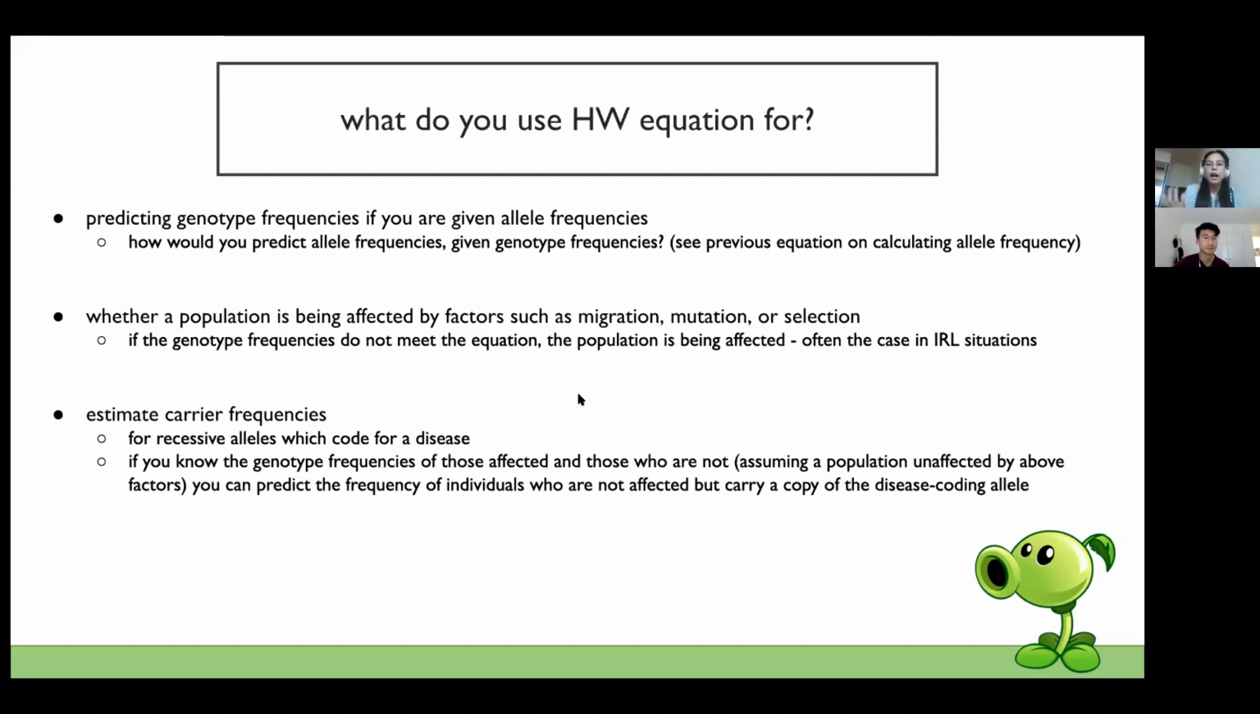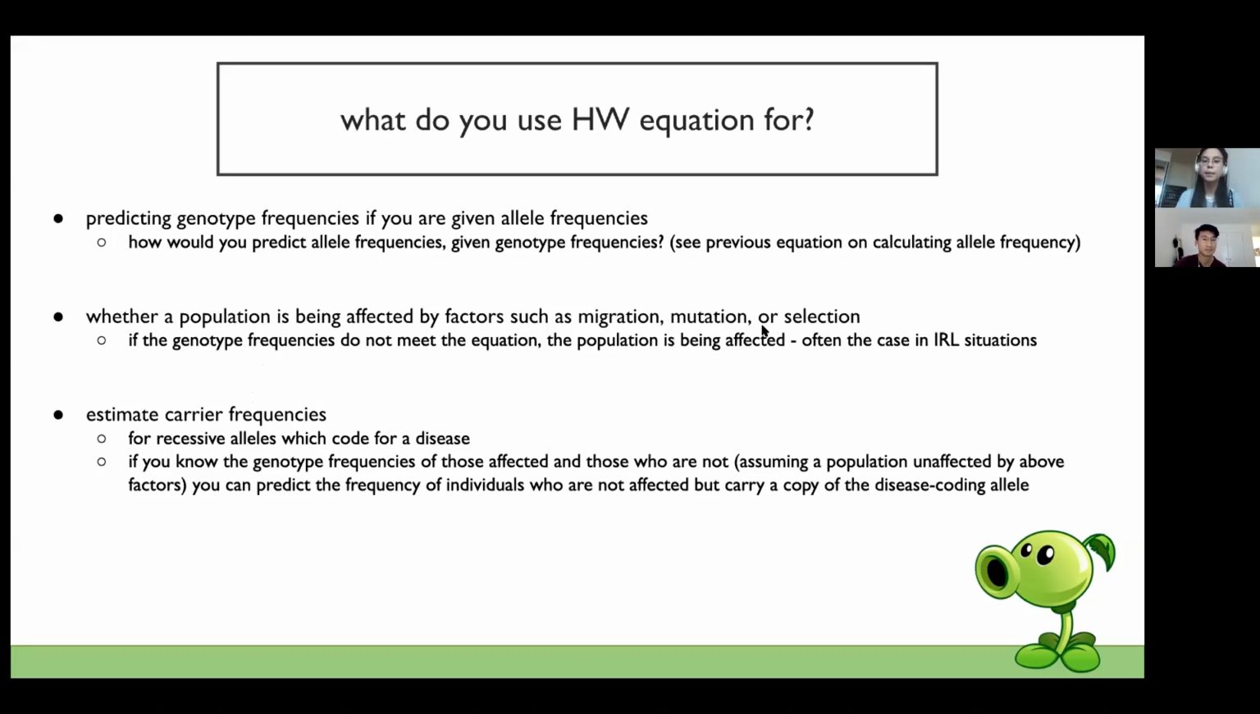All right, so how is the Hardy-Weinberg equation relevant? You can use it for some different things. If you are given allele frequencies, you can predict the genotype frequencies for that population. And if you have the expected genotype frequencies for that population, you can compare them to the actual observed genotype frequencies within that population and see if that matches up. If the observed genotype frequencies match the expected ones that you've calculated, then that population is not being affected by these factors of migration, mutation, selection.